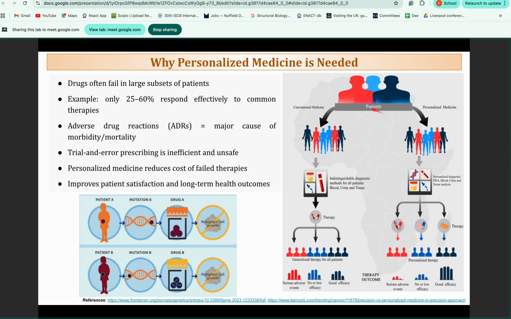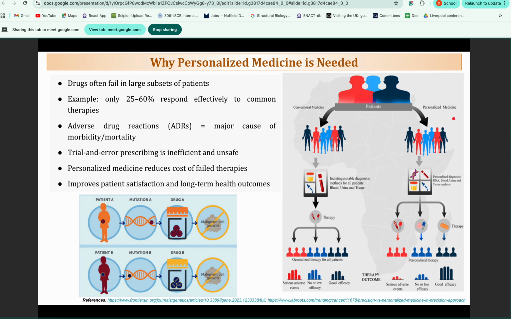Similarly, in this case also, we are comparing conventional medicine and personalized medicine. In conventional medicine, the same medicine is given to all the patients, and then it is observed that some patients show serious adverse events, whereas some do not show any effect or very low effect of that particular drug, whereas another group of people shows good efficacy towards that drug.